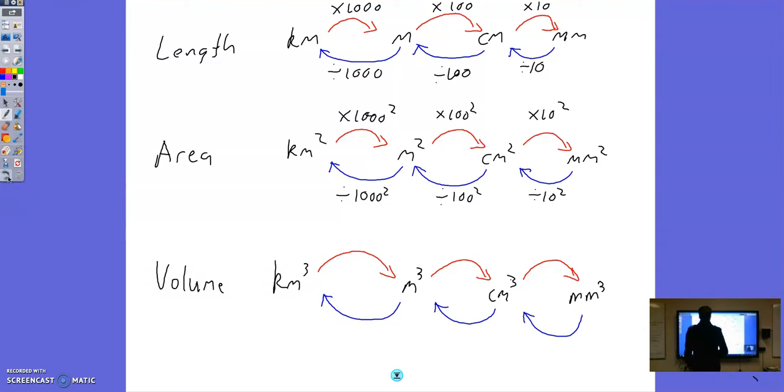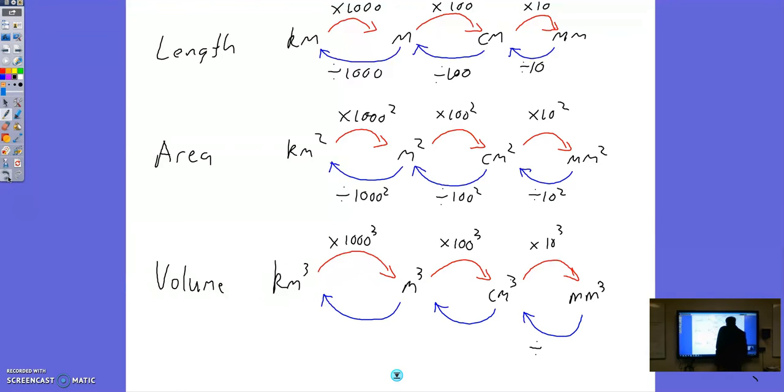Now, looking at volume, the pattern continues. So going from kilometers cubed to meters cubed, we're just going to multiply by 1,000 cubed. It's the easiest way to remember it. Okay? Meters cubed to centimeters cubed, we're going to multiply by 100 cubed. Yes, you could write 1,000,000, but this is a much easier way to remember it, and you will have access to a calculator, so you may as well do it like this. Centimeters cubed to millimeters cubed, we're going to multiply by 10 cubed.